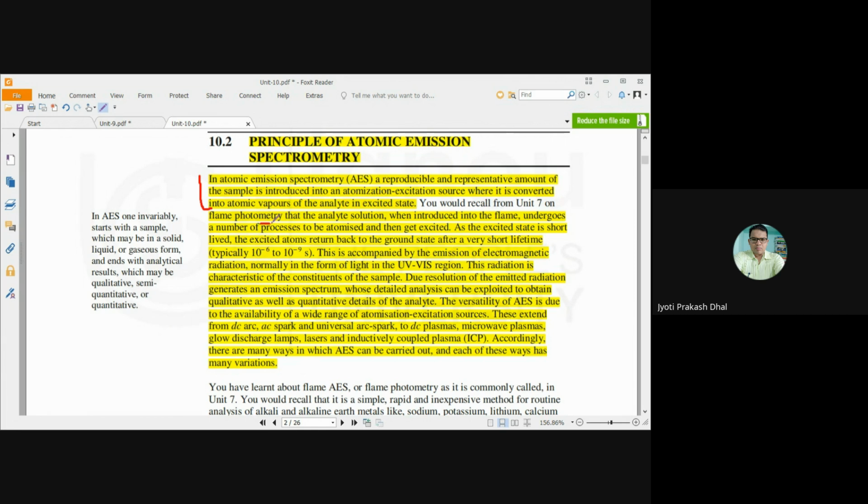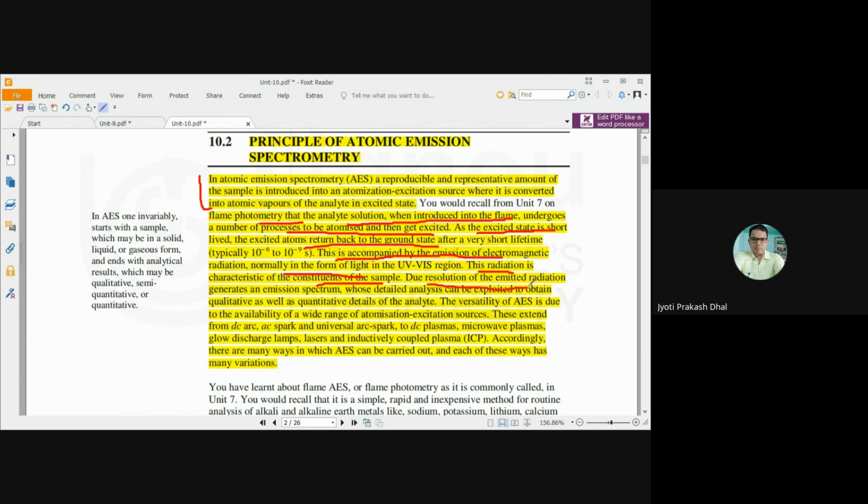Then flame photometry. In flame photometry, we know from the previous units on flame photometry that the analyte solution, when introduced into the flame, undergoes a number of processes to be atomized and get excited. As the excited state is short-lived, the excited atoms come back to the ground state by emitting electromagnetic radiation. This is accompanied by emission of electromagnetic radiation, normally in the UV visible region. This radiation is characteristic of the constituents of the sample.